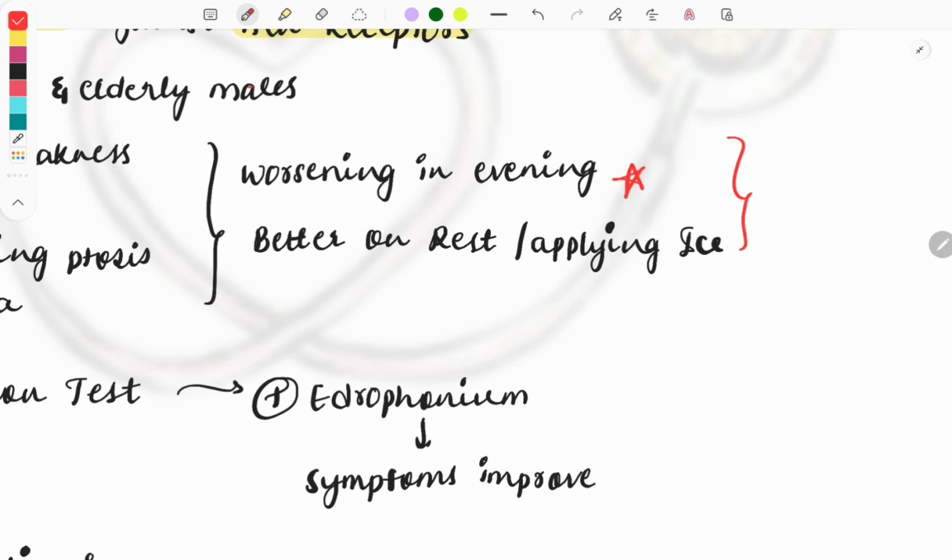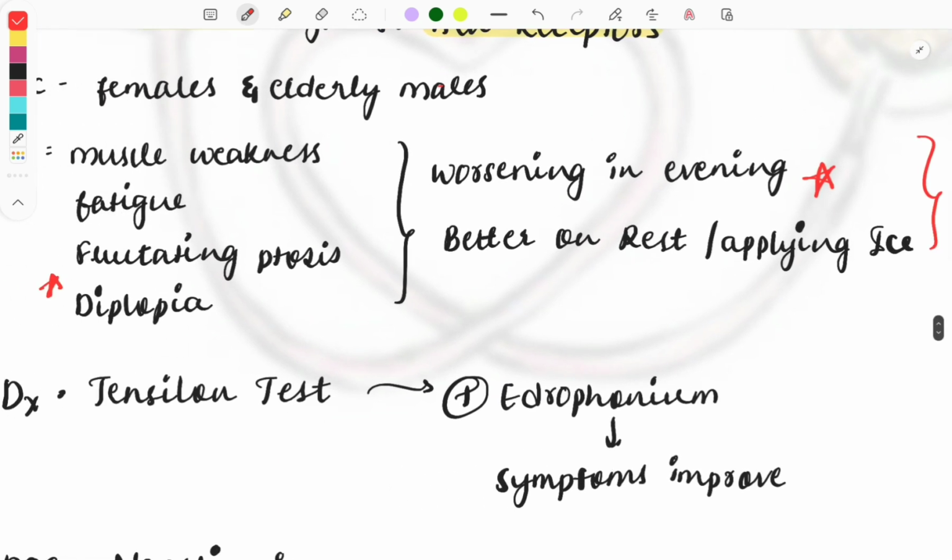Whenever you see this sentence in the exam, just blindly mark the answer as myasthenia gravis, because these symptoms worsen in the evening and improve on taking rest or applying an ice pack. Okay, so whenever you see these things described, go with myasthenia gravis.